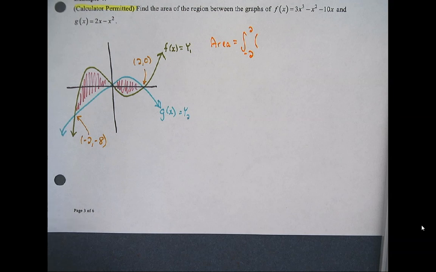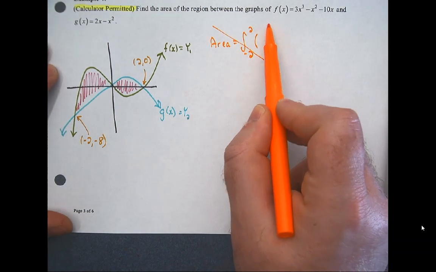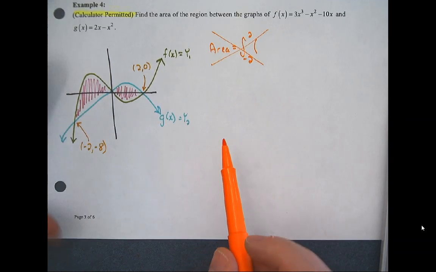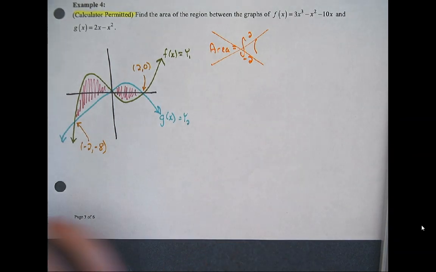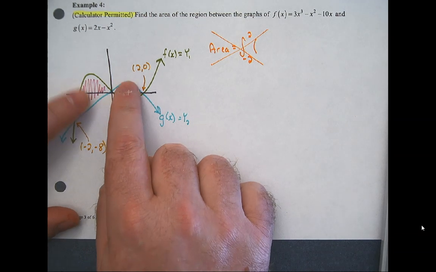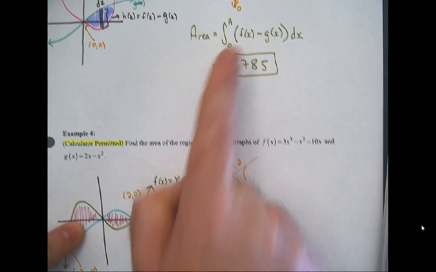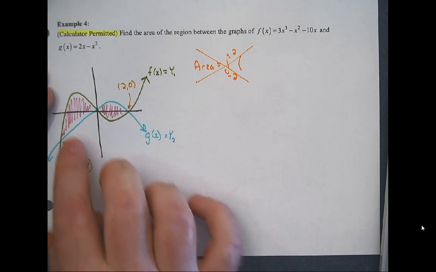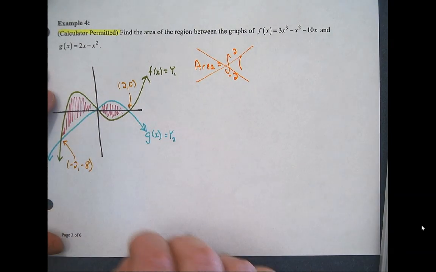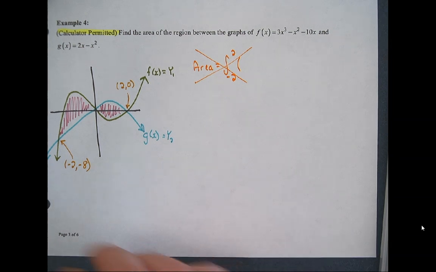Well, hopefully you said we could take our region, and instead of going from -2 to 2, we're going to break it up into 2 separate integrals. Instead of one big integral for the whole problem, we can't do that because our integral is supposed to be one function minus another function. But because our upper function switches from one region to the next, we need to define it differently. So now we need to find this new place of intersection.